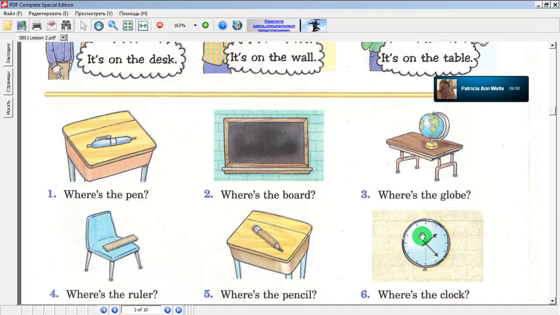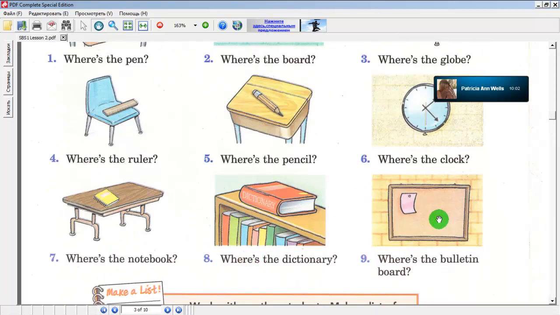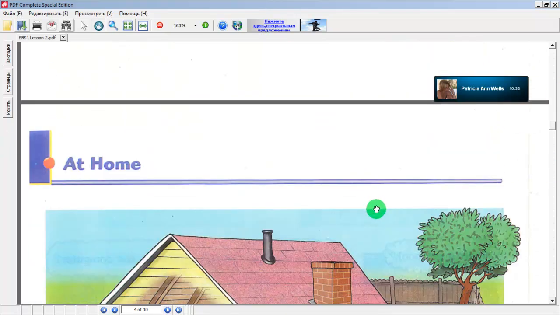Where is the clock? It's on the wall. Where is the notebook? It's on the table. Where is the dictionary? It's on the shelf. Where is the bulletin board? It's on the wall.